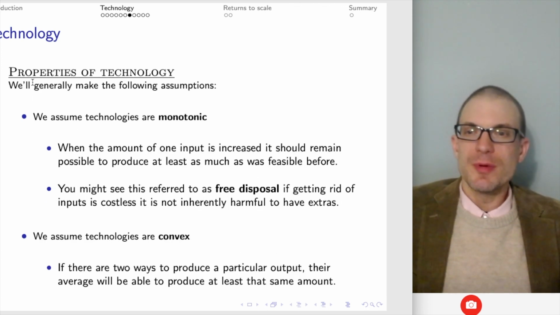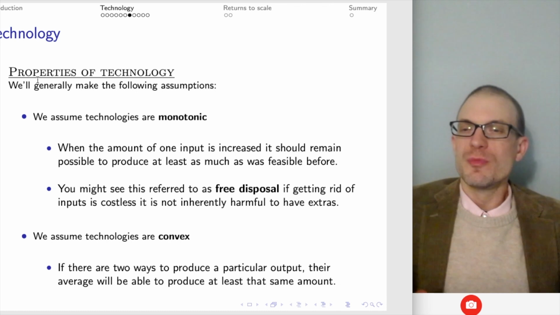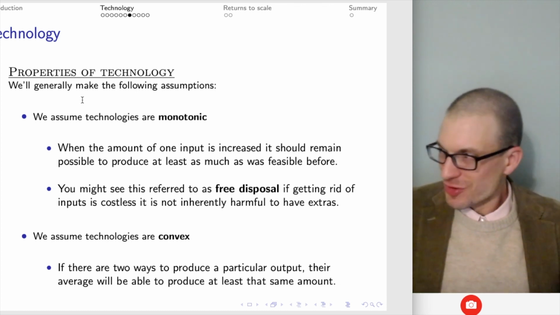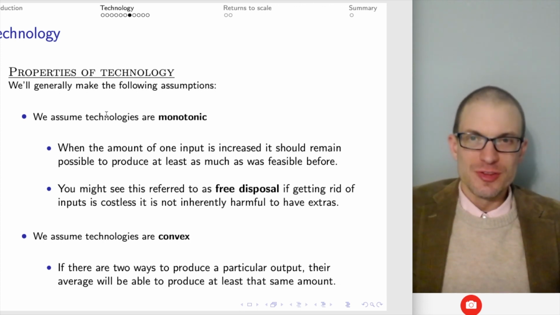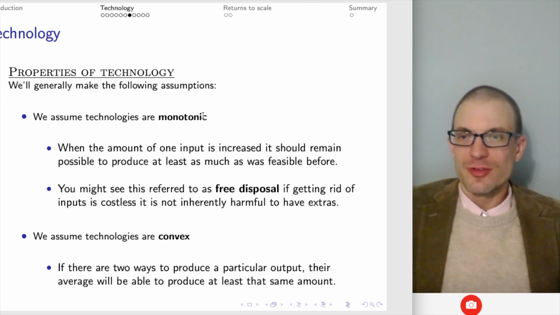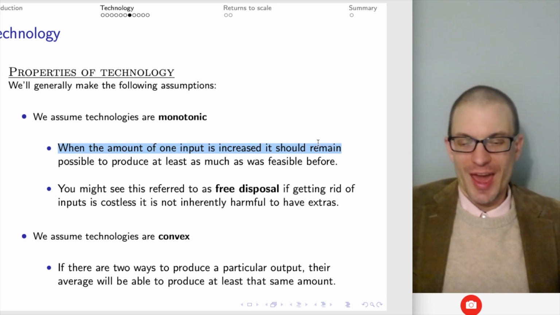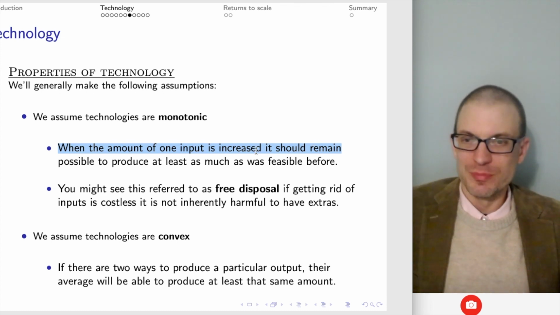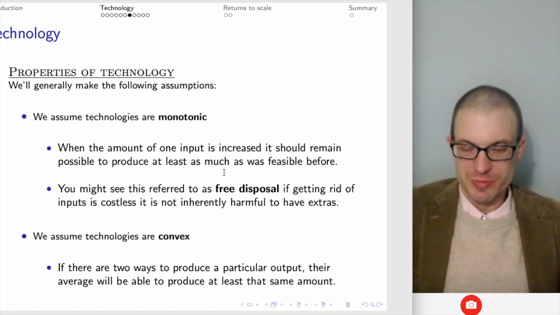All right, so we typically make some assumptions, just as we did with consumer theory. We make some assumptions with producer theory as well. We assumed preferences were monotonic; now we're going to assume technologies are monotonic. With preferences, the monotonicity assumption was more is better. With production, the assumption is that when the amount of one input is increased, it should still be possible to produce as much as was available before. So if I have extra workers, it should at least be possible to produce as much as there was before.